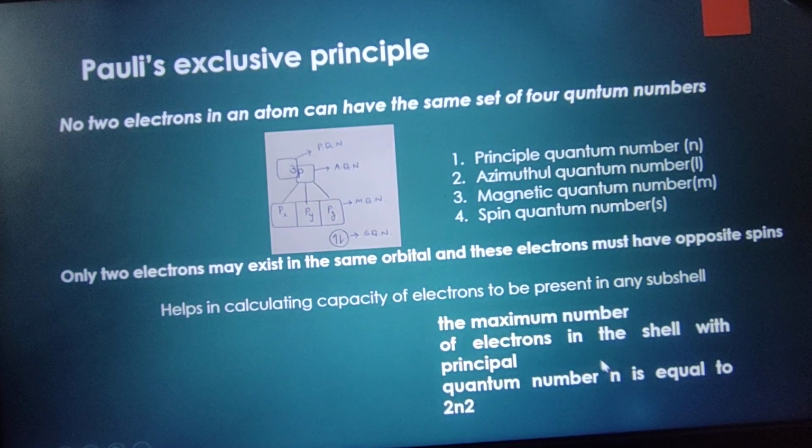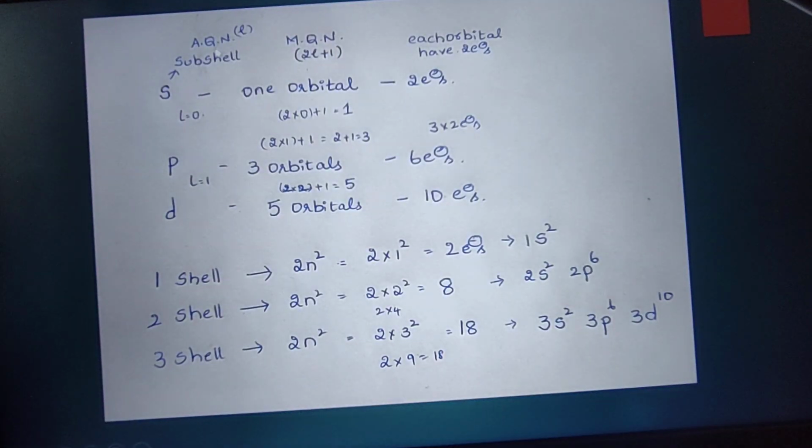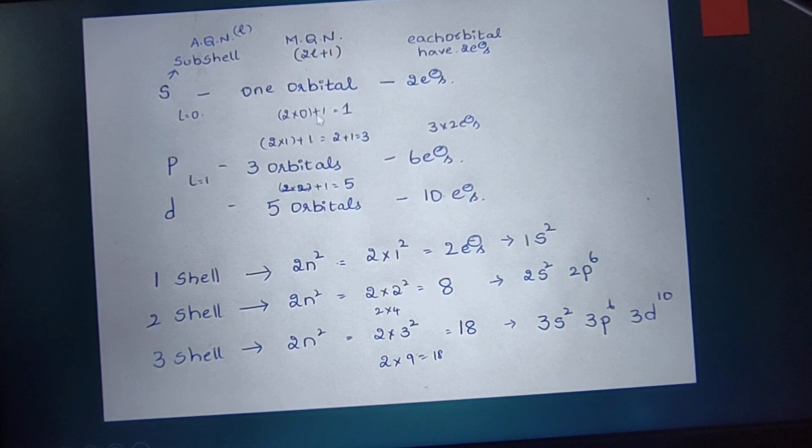See, the maximum number of electrons in the shell with quantum number n is equal to 2n squared. Let's see. For the s subshell, the azimuthal quantum number l equals 0. By using this azimuthal quantum number, we can calculate the magnetic quantum number, meaning the number of orbitals present in the subshell, 2l plus 1. Substituting the l value 0 in this formula, we get 2 into 0 plus 1 equal to 1. So the s subshell has one orbital, and each orbital has 2 electrons, so 1 into 2 gives 2 electrons.